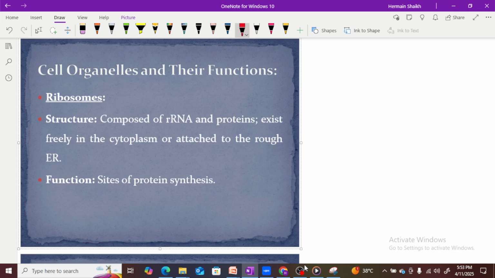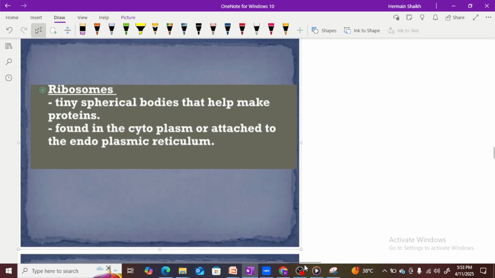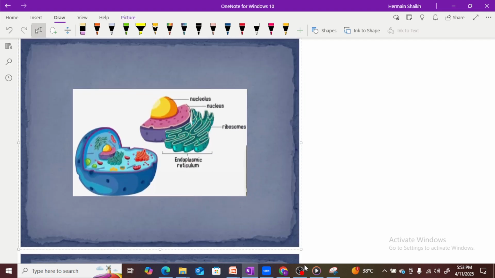So another organelle is a ribosome. What are ribosomes? Basically it is composed of rRNA, ribosomal RNA, and proteins, which exist freely in the cytoplasm or attached to the rough endoplasmic reticulum. Its function, the sites of protein synthesis, as I told you. Now these are the tiny spherical bodies, tiny rounded bodies that help make protein, found in the cytoplasm or attached to the endoplasmic reticulum. Here you can see the structure of the cell. Here is the nucleus and here is the endoplasmic reticulum.